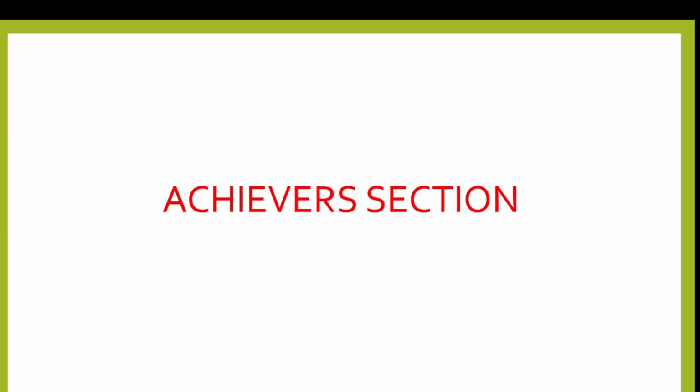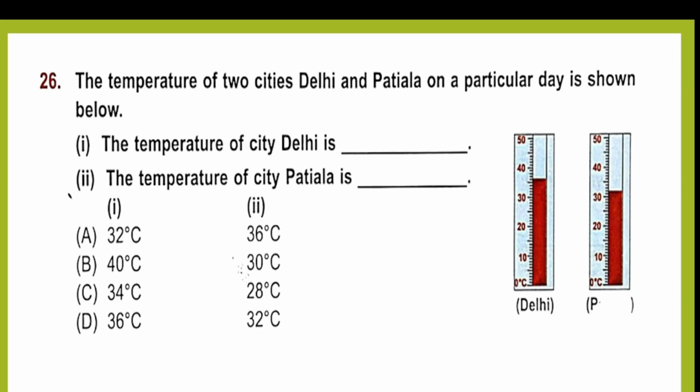Next question. The next question is from the achiever section. Achiever section means one question is for 2 marks. These are the interesting questions. So let's see. The temperature of two cities, Delhi and Patiala, on a particular day is shown below. The first is the temperature of the city Delhi, and the second one is the temperature of the city Patiala.